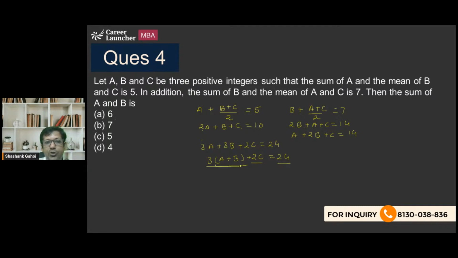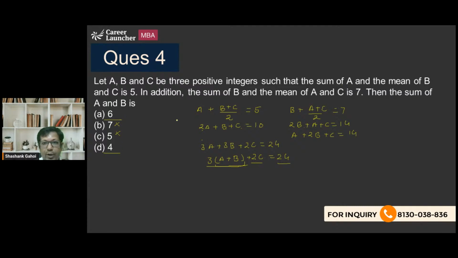It means A plus B should be even. This is what we have. So if A plus B should be even, it means this and this are not possible values. Now, what are the possible values? That is, A plus B can either be 4 or A plus B can be 6.